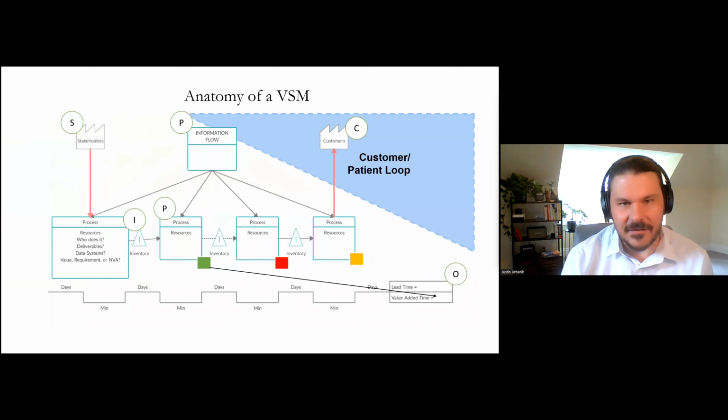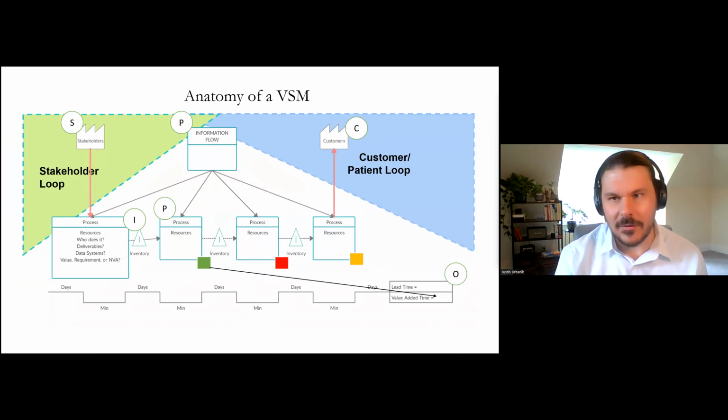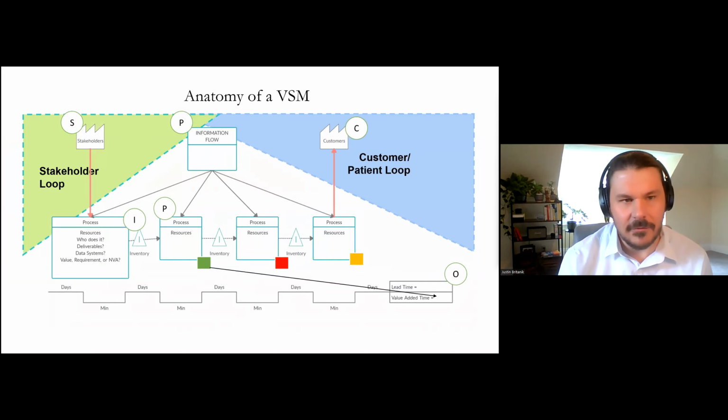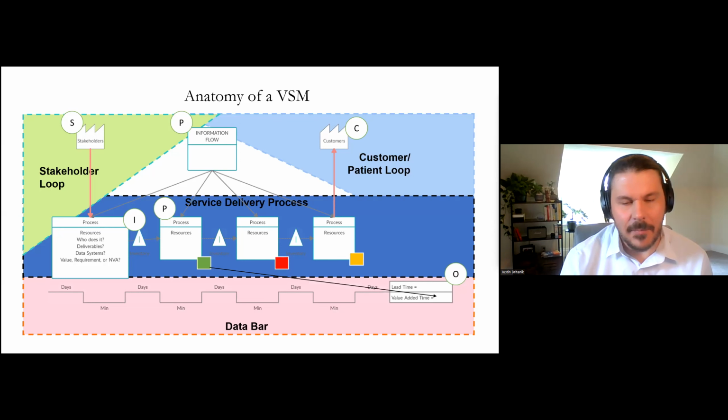So, looking through the pieces, the stuff in the upper right-hand corner involves that customer or patient. Up in the left is the flow coming into our process, so things from stakeholders, what has to happen before they get to our process. These middle boxes are really service delivery. These are the process steps that we mapped, and the resources, the who does it, the deliverables, the data system, and the value requirement or non-value added things that we're looking at. And we have our data bar down the bottom that corresponds to our measurement.